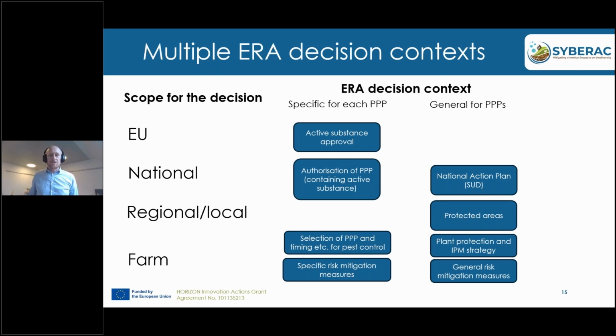As I mentioned in the previous slide, there are multiple contexts where decisions are made. These decisions influence the use and impact of chemicals. On this slide, the focus is on plant protection products. As you'll see, the decision contexts range from approval of active substances at the EU level, right the way down to the farm level, where farmers are selecting which plant protection products to use, and at what time. These are all decision contexts that we believe are important to understand better, so that we can link these decisions and ensure that they're not synergistic and don't lead to unintended consequences that have a harmful impact on the environment as well as food production.